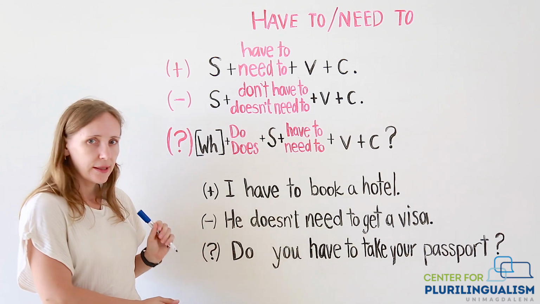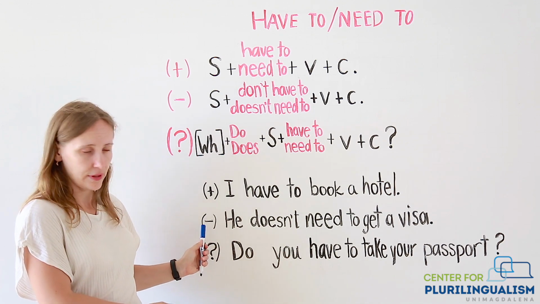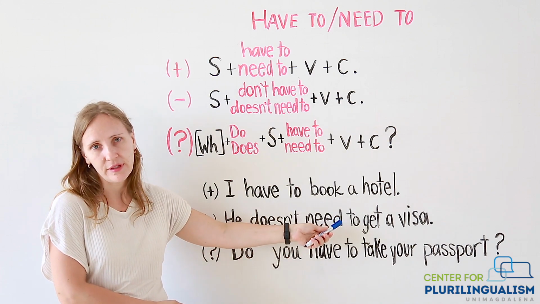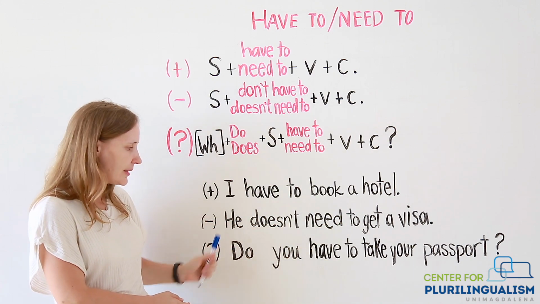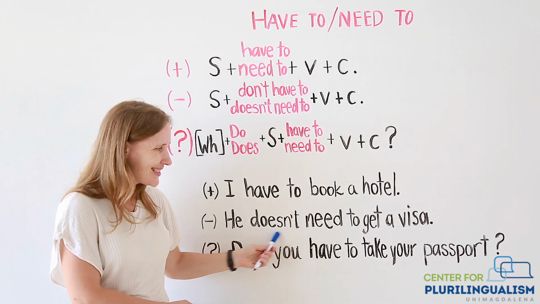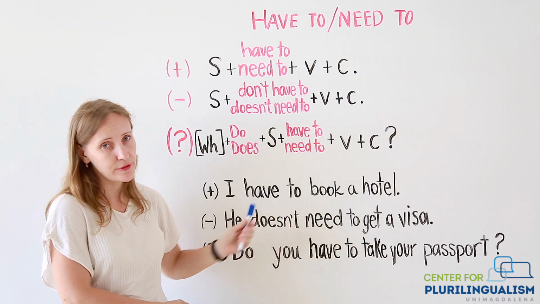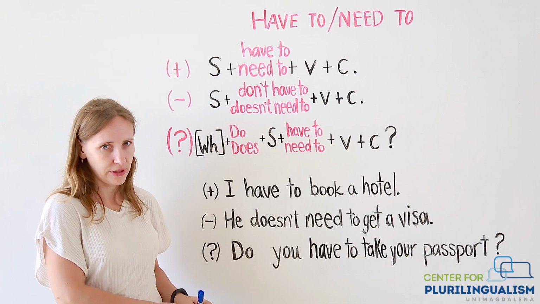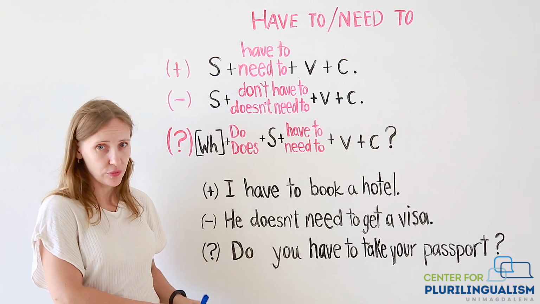Then, please, be careful with negative sentences. For example, he doesn't need to get a visa. Yes, so in this case, this verb doesn't need or doesn't have to. It means that it is not necessary. It is not an obligation. It is okay not to do it, okay?